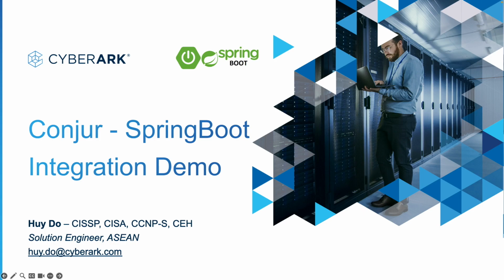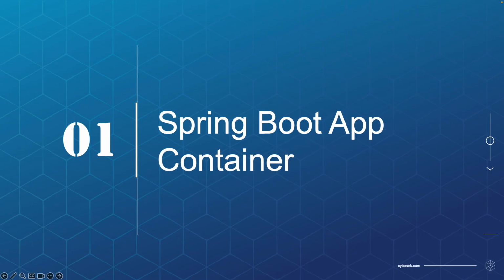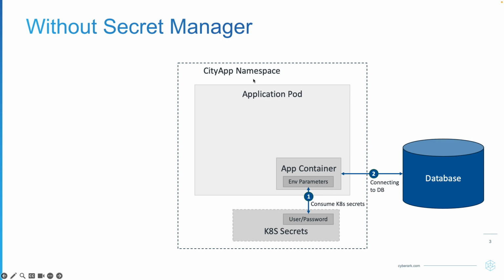Normally in this use case, I am using a Spring Boot application running in a Kubernetes environment as one of the containers. By default, when my application runs, it will try to connect to the Kubernetes secrets to get the content of the username and password and push it to the environment parameters. After that, it can use the parameters to connect to the database.